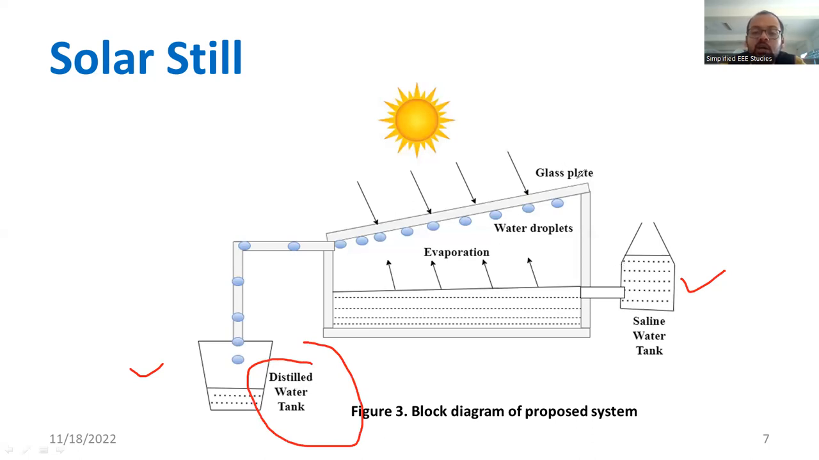The glass plate is kept over here, and there are also mirrors to improve the efficiency. Here there are certain mirrors, so that gives more intense heat energy and the process will be improved. So the solar still is the major component.